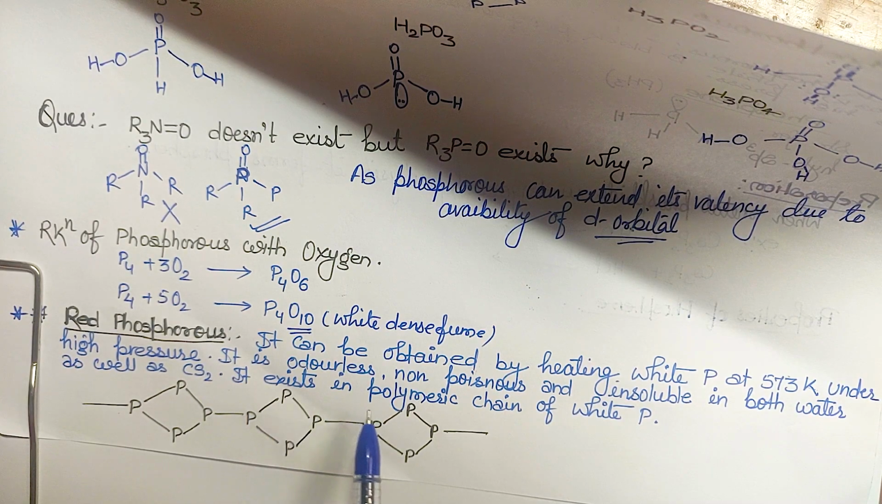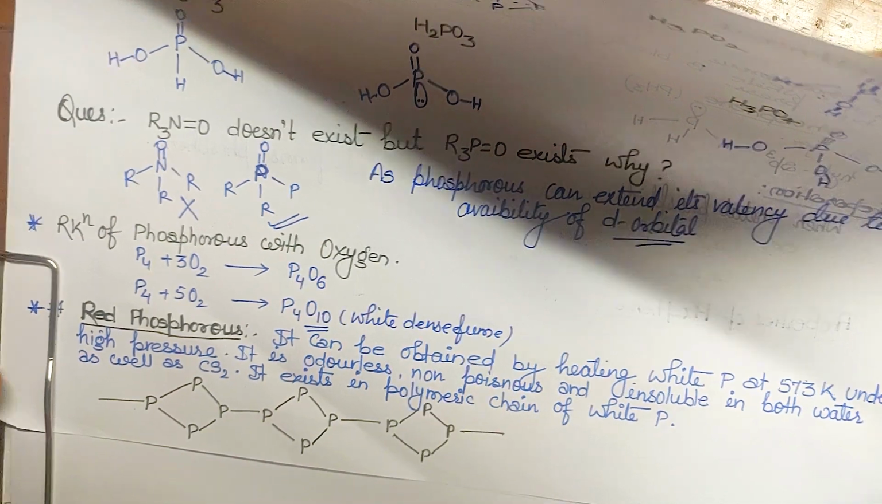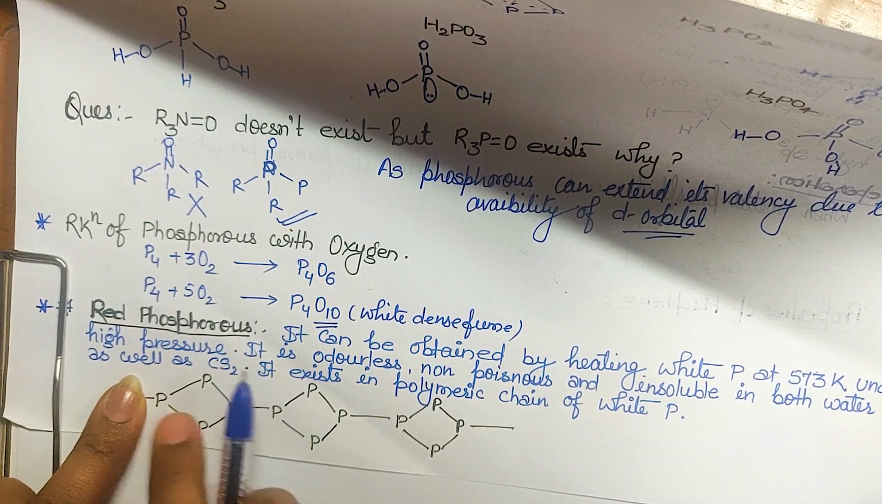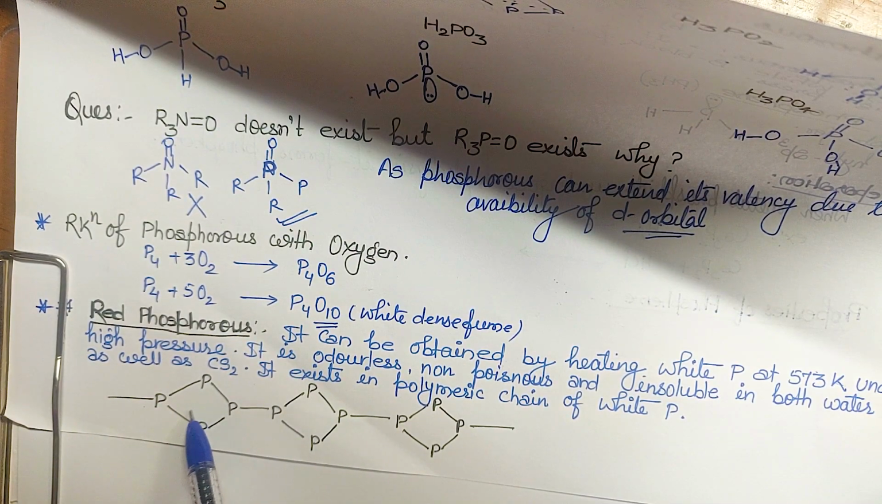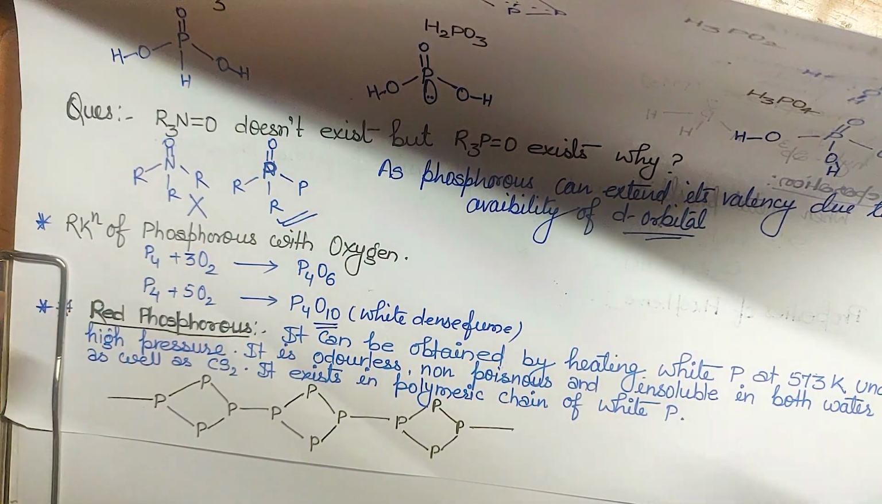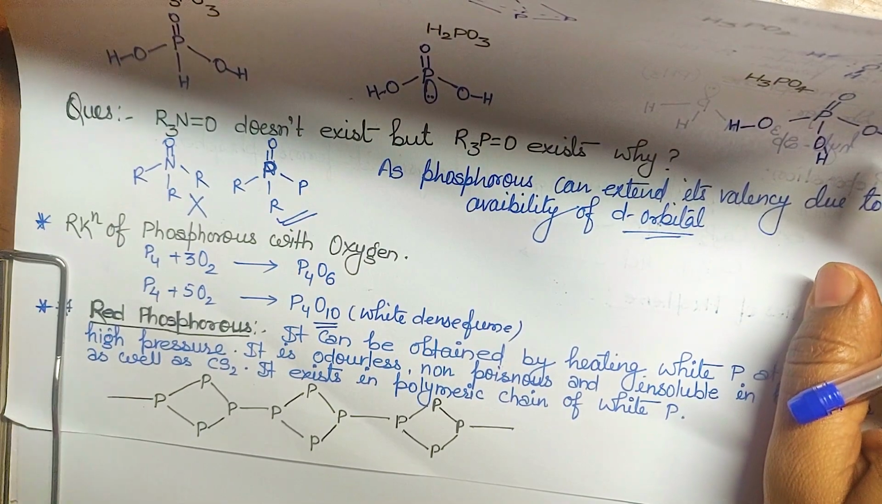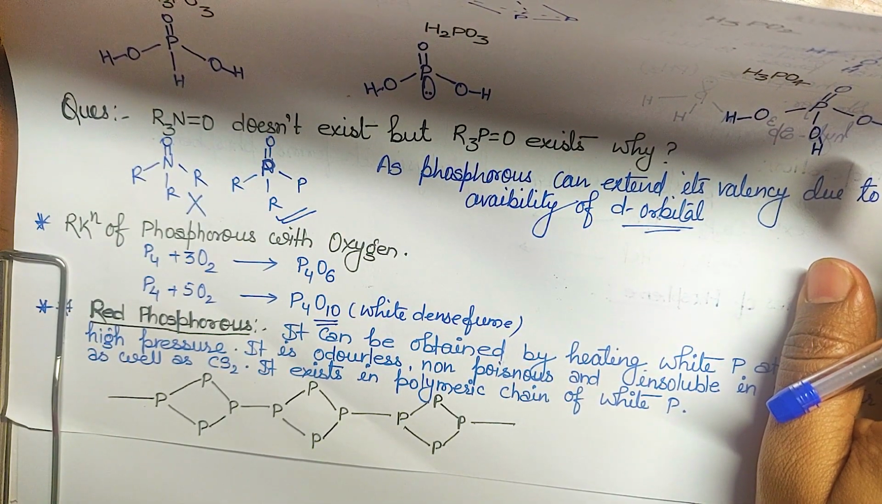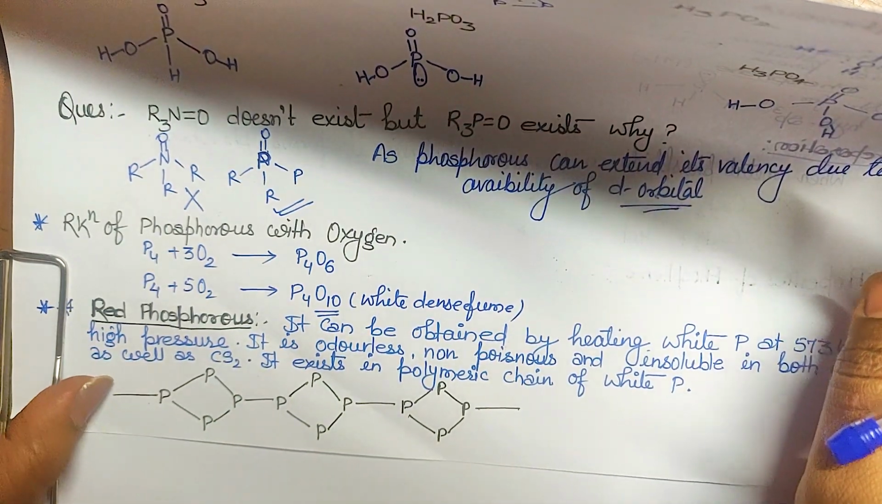And it exists in a polymeric chain of white phosphorus. See, if you see that white phosphorus, there was a bond between these two also, isn't it? So now this bond breaks, okay, and that is going to attach in the polymeric chain form. Clear? And this is the red phosphorus you have seen at home. Tell me where you have seen. Yes, in the matchbox, the side of the matchbox is made up of red phosphorus. Got it?